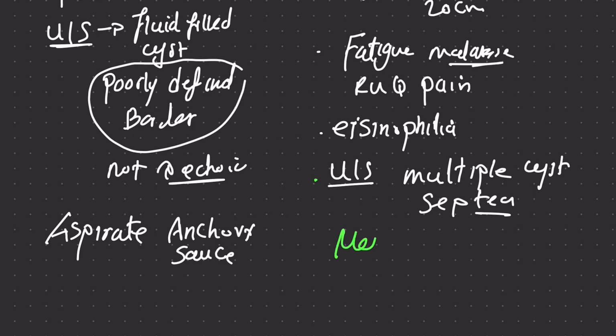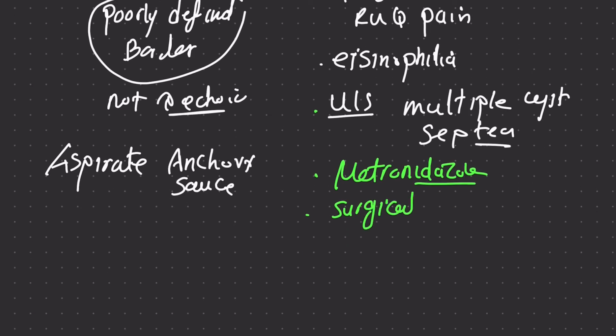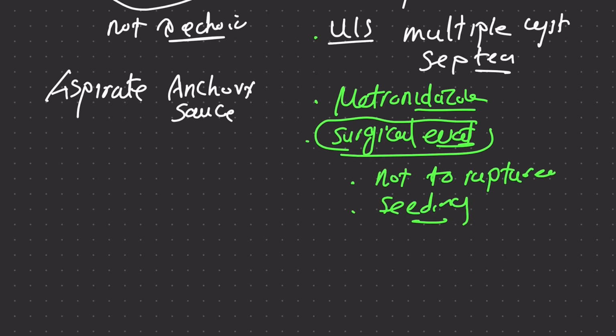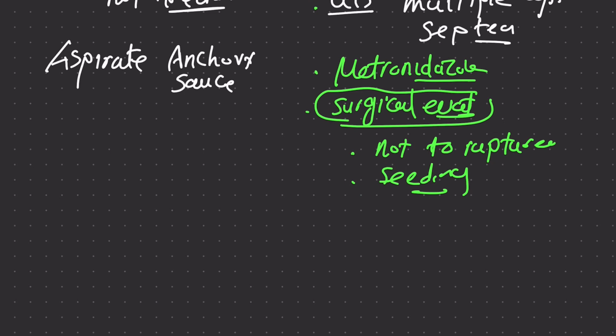So how do you treat this patient? You might give them metronidazole. Metronidazole is a good option to give to the patient, but surgical evacuation is still needed. And for this surgical evacuation, you will need to be very careful for the cyst not to rupture, because if it ruptures, you have done some seeding for this cyst and it will regrow again because it's a very recurrent lesion. So you will need to evacuate it and then put hypertonic saline over the liver to prevent its recollection.